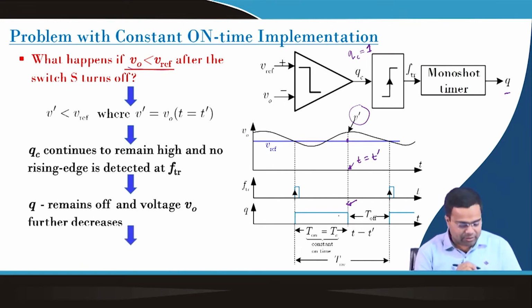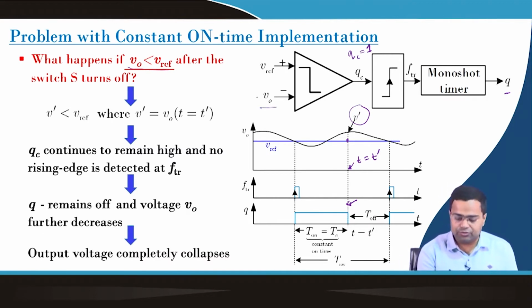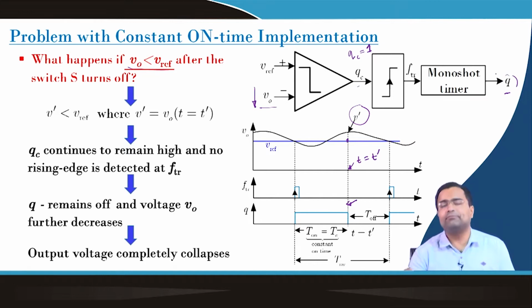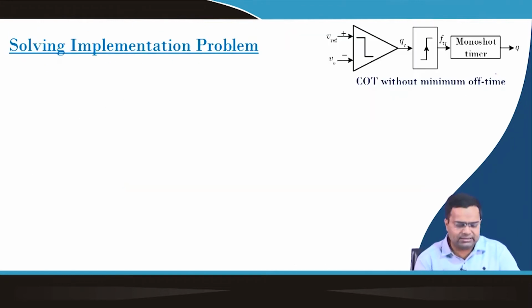And what will happen? The output voltage will completely collapse, because it will continue to decrease, QC will remain high, and the switch remains off. The whole system will collapse, and this happens during the transient. So, how to avoid such a scenario? How to solve it? In a commercial constant on time controller, you need to put in a fix, so this is straightforward, which we discuss.